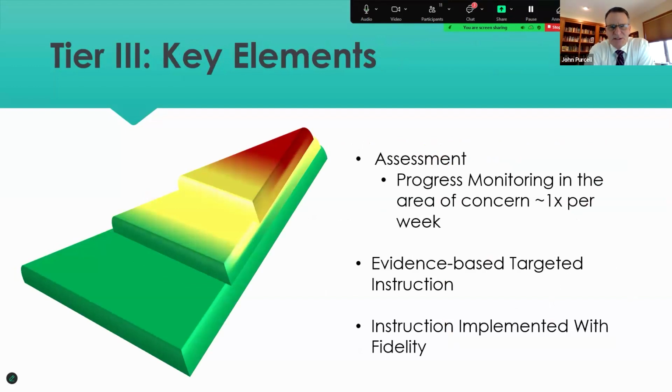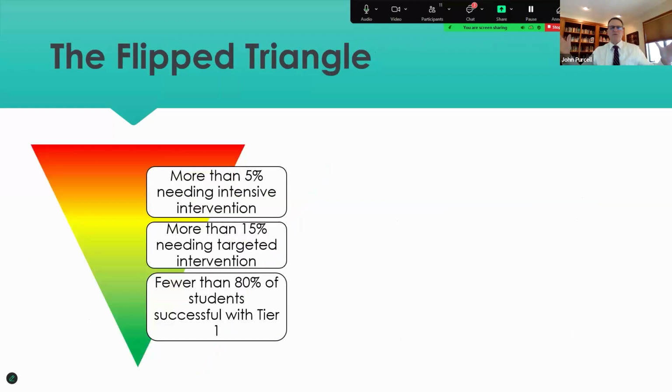Key elements, again: that consistent progress monitoring, that's going to be a lot more frequent if students are in tier 3. It should be an evidence-based program. It should have a documented history of strong evidence of success and be implemented as it was designed. Those are the three areas, or the three levels, of MTSS.